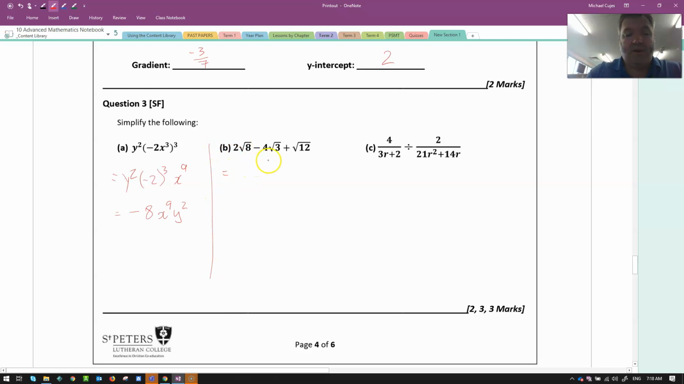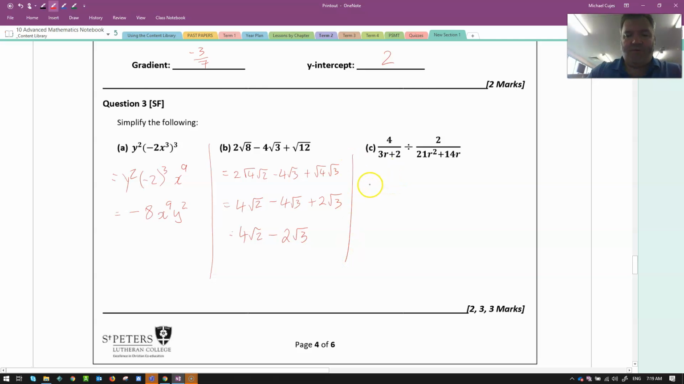Next one here, 2 root 8 minus 4 root 3 plus root 12. Okay, so the root 8, I know I can simplify. That's 2 root 4 by root 2 minus 4 root 3. Root 12 can simplify. That's a root 4 by root 3. If you skip that line and just wrote this next line, perfectly okay. So root 4 is 2, so 2 times 2, that's going to be 4 root 2 minus 4 root 3 plus, and the square root of 4 is 2 root 3. Simplifying that, 4 root 2, take 2 root 3. And we're done.